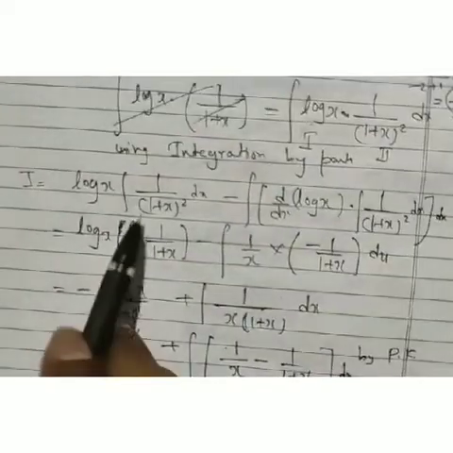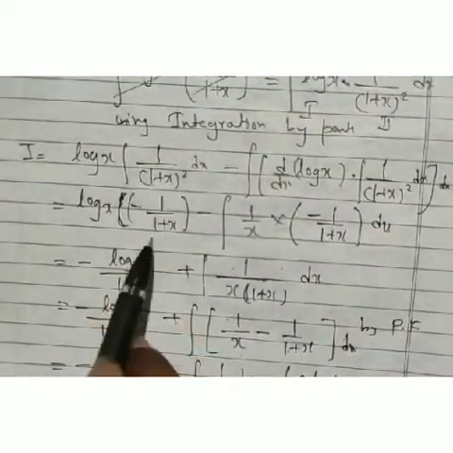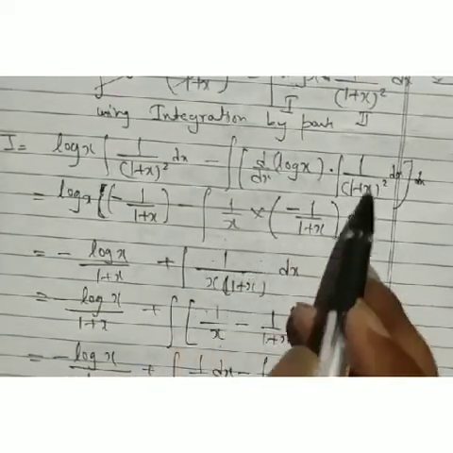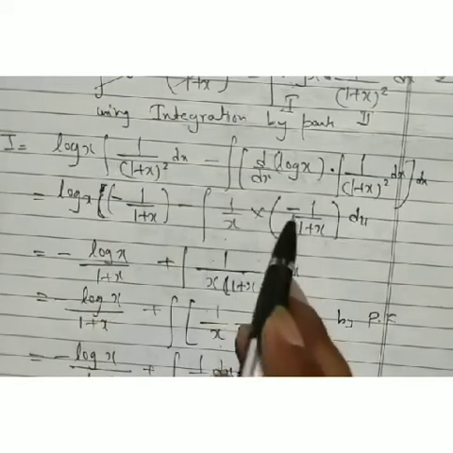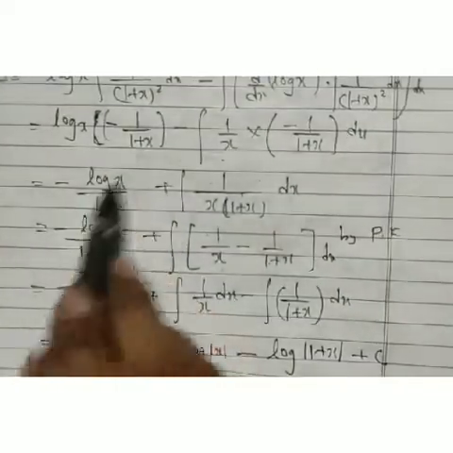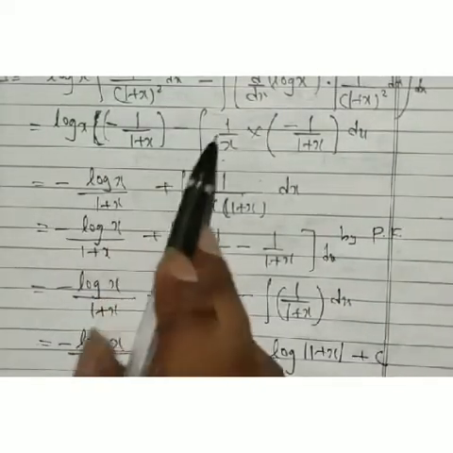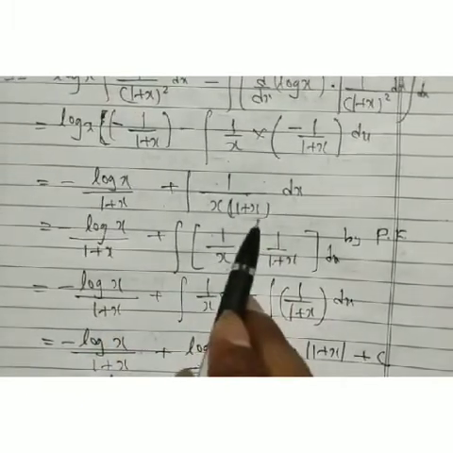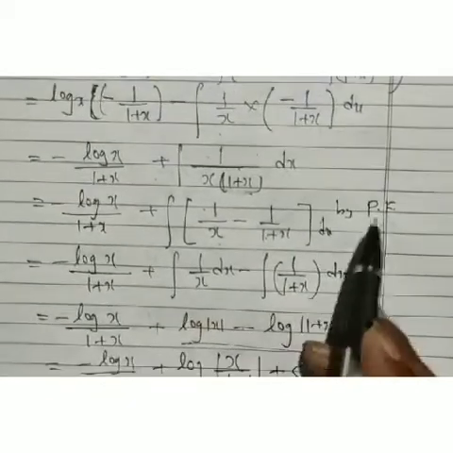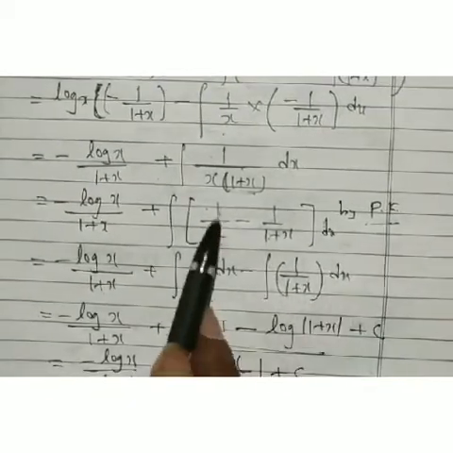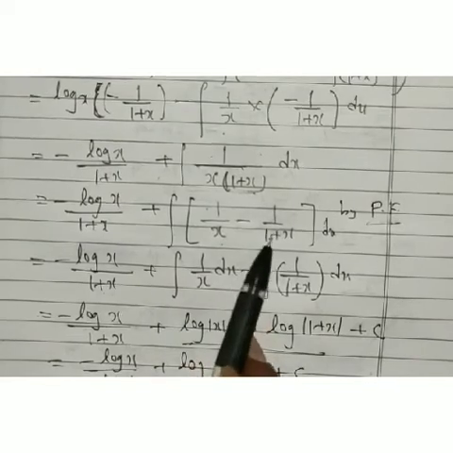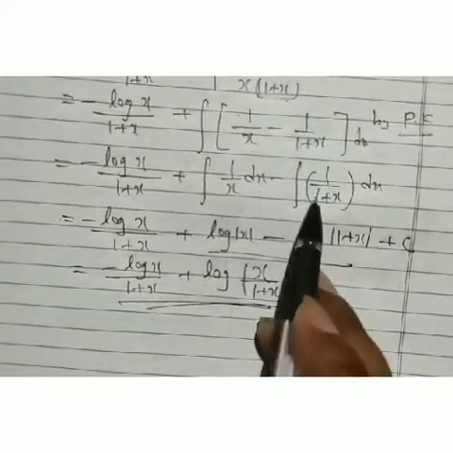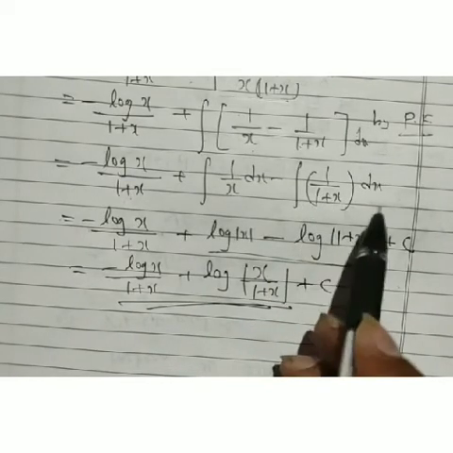Using this concept, the integral of 1 upon (1 plus x) whole square is minus 1 upon 1 plus x. Minus d/dx of log x is 1 by x, and then the integration of minus 1 upon 1 plus x again. Then we solve this first part. Our second part is minus plus. Now we have to solve 1 upon x into 1 plus x. We break it using the partial fraction method into the simple form 1 by x minus 1 upon 1 plus x. Then we take the integration of 1 by x dx minus 1 upon 1 plus x dx.